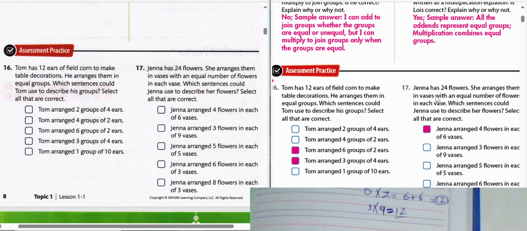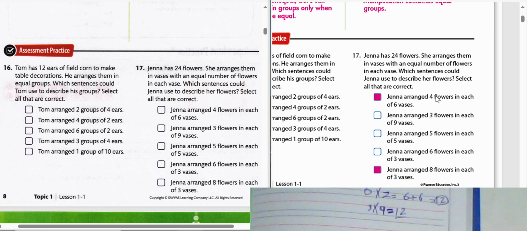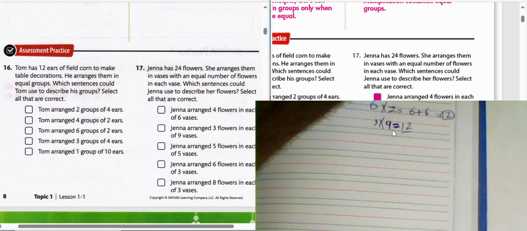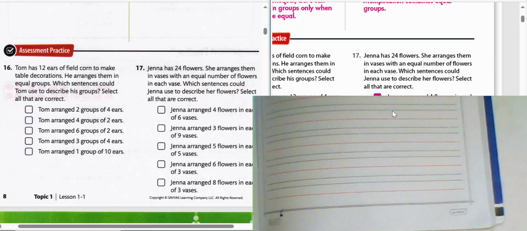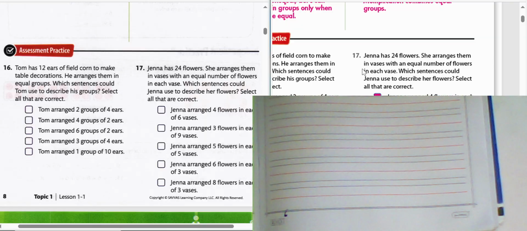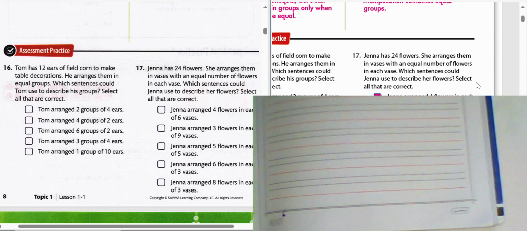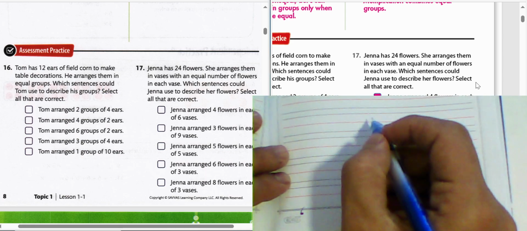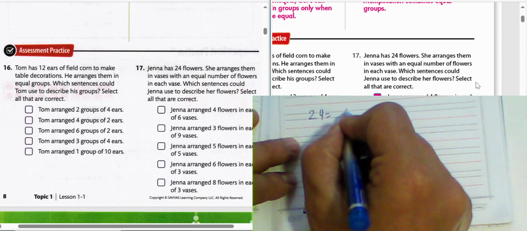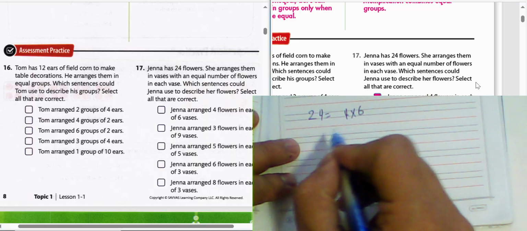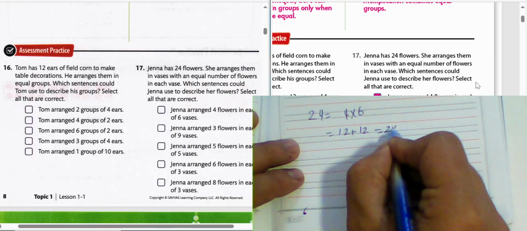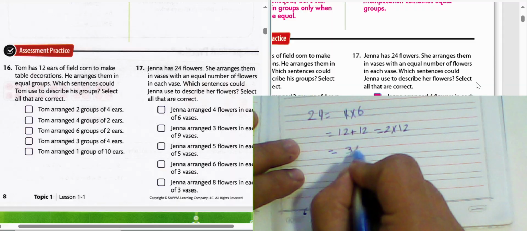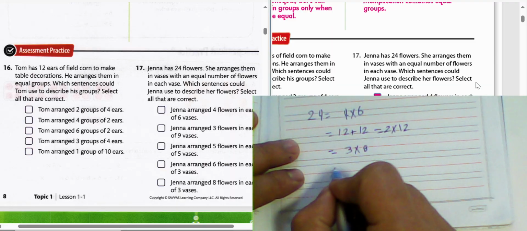Question number 17. Gina has 24 flowers. Who can tell me about 24 flowers? She arranged them in vases with an equal number of flowers in each vase. The question is, which could Gina use to describe her flowers? Select. We know 24 equals 4 multiplied by 6, or 12 plus 12, or 2 times 12, and also 3 times 8 equals 24.